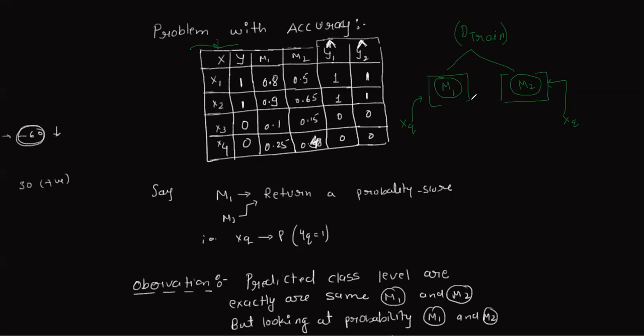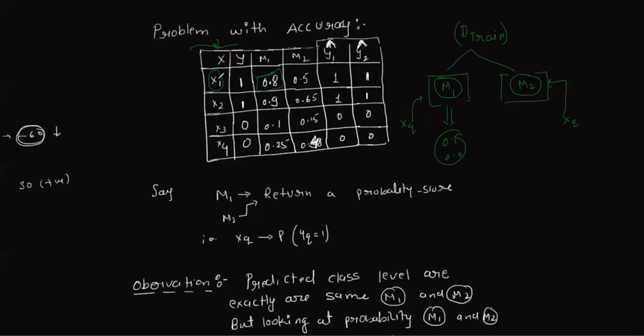Suppose this model is not giving you a class label as output. This model will give you a probability score actually, suppose 0.5, 0.6, like that. I'm just clearing the picture. Suppose my machine one, that is model one, on this input gives this output. It is returning the probability score.